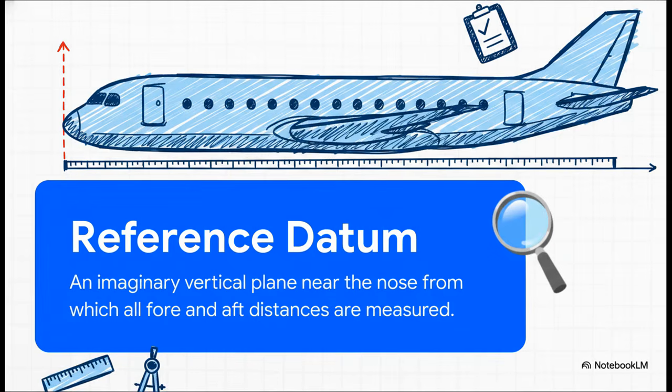But to get that pinpoint accuracy, you need a starting point. Enter the reference datum. It is an imaginary vertical plane at or near the nose of the aircraft. From this datum, all fore and aft distances are measured in inches. Let me be clear, this is a non-negotiable definition. The reference datum is the absolute 0 point for every single longitudinal measurement on that airframe.